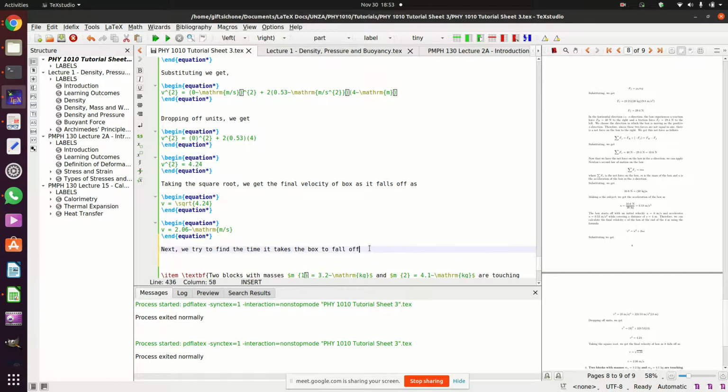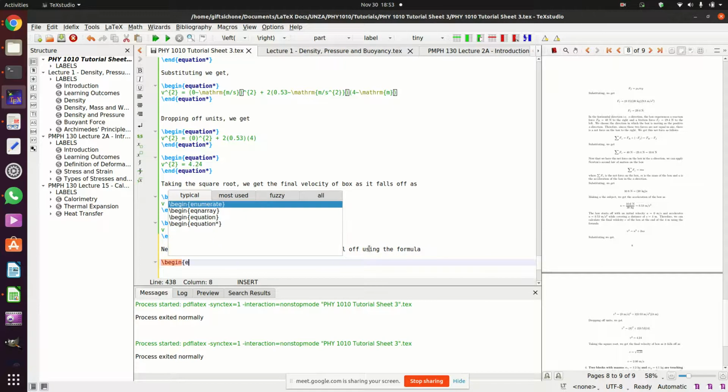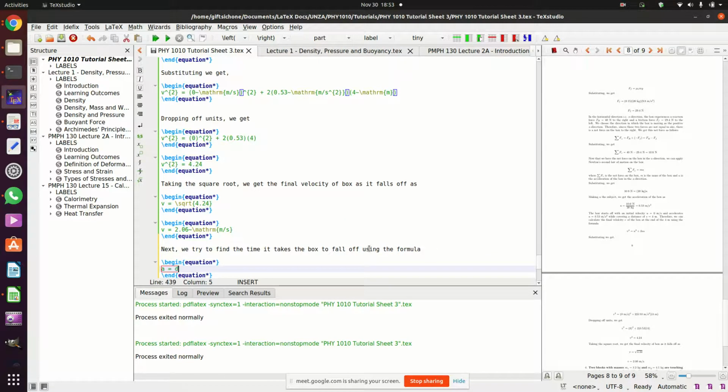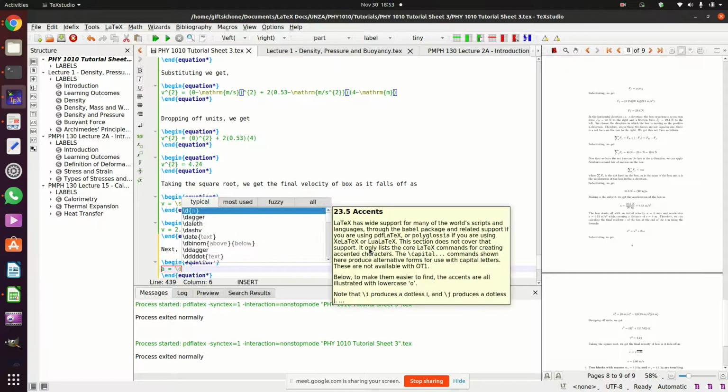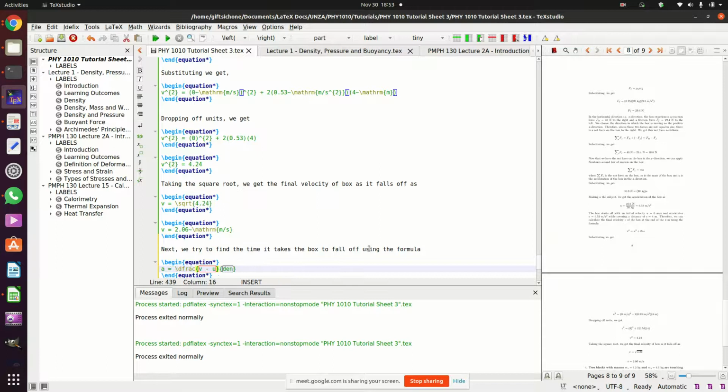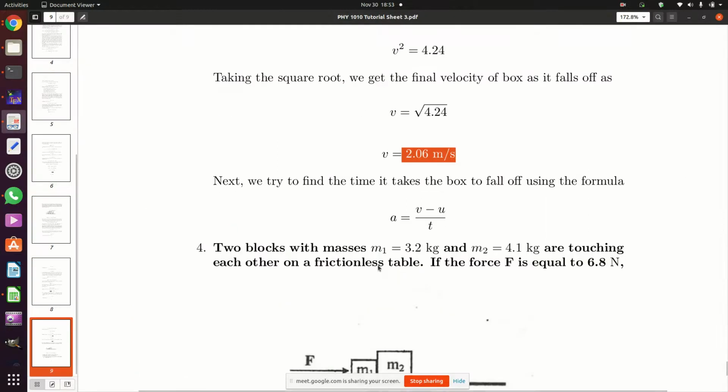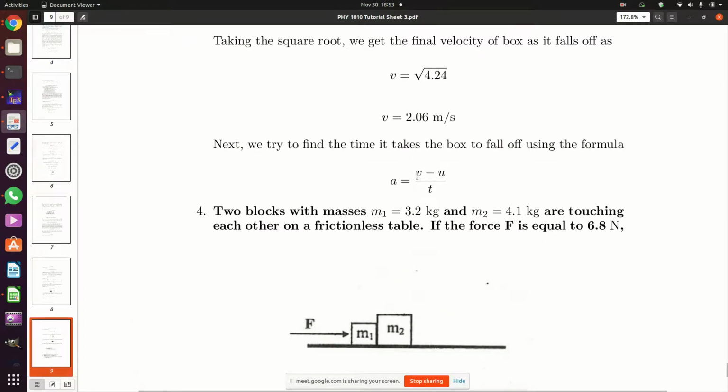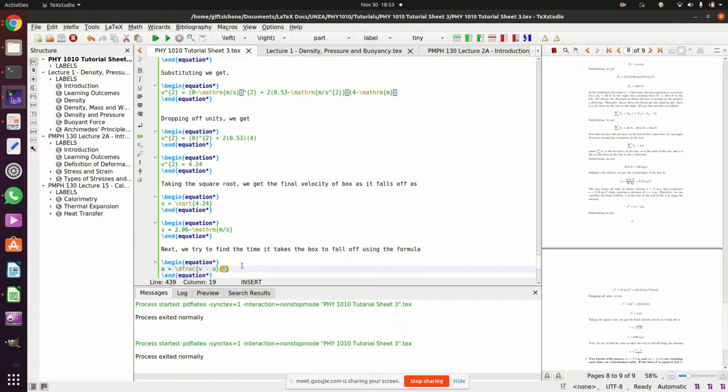Using the formula a is equals to v minus u divided by t. So we use this formula here. A, the acceleration, is equals to final velocity minus the initial velocity divided by t. We know the acceleration. We now know the final velocity. We know the initial velocity. The only thing we do not know is the time. Is that clear? Yes, sir.